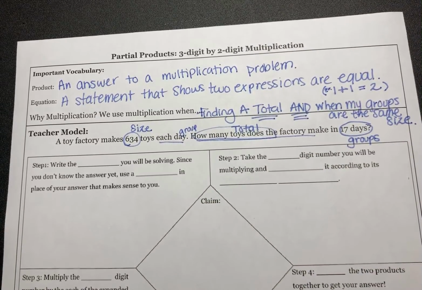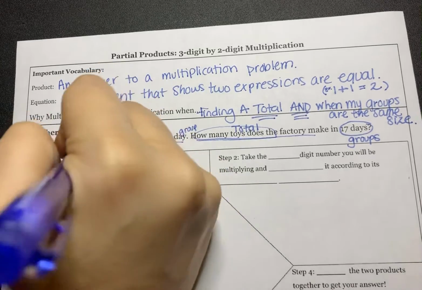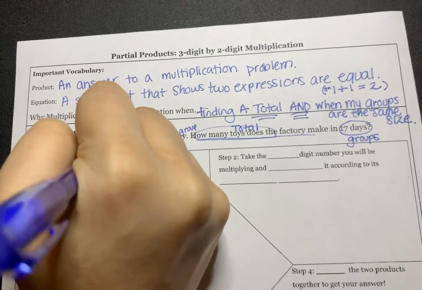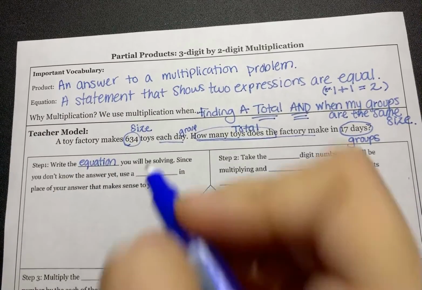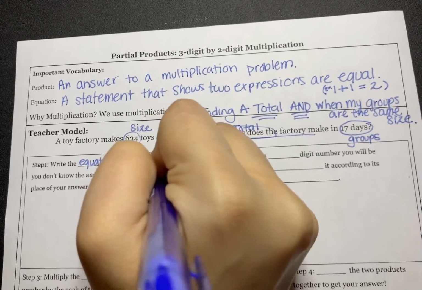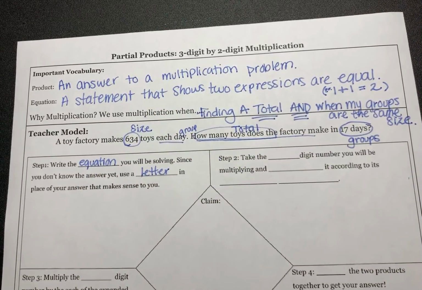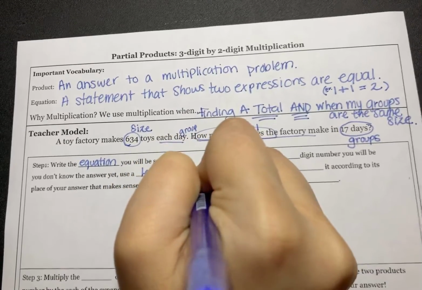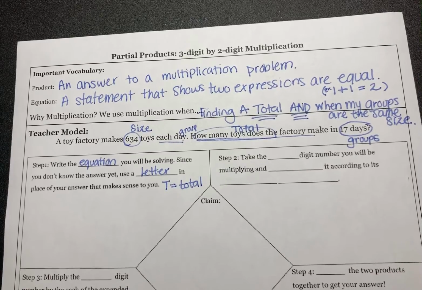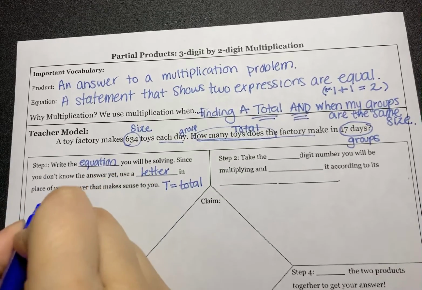So let's go ahead and get to how to solve this multiplication of partial products. In order to solve a partial products problem, you're going to first write the equation you will be solving. Since you don't know the answer yet, you're going to use a letter in place of your answer that makes sense to you. So since we're using multiplication and we know we're always going to be finding a total, we can always use T to represent the total, which is the answer to our multiplication problem.